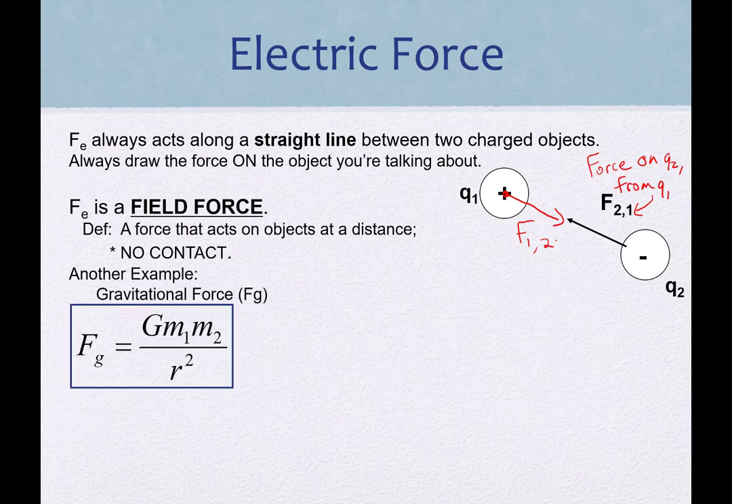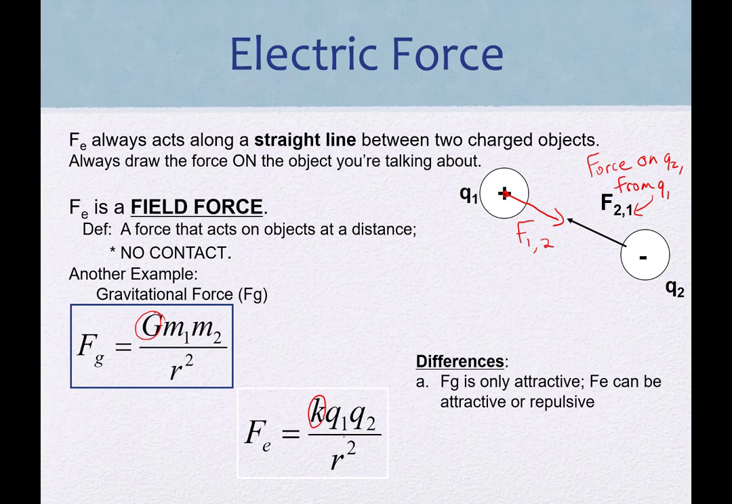Notice our equation for the gravitational force is quite similar to our equation for the electric force. Gravity is some constant times the product of the two masses over r squared. Our electric force is also some other constant times the product of the two charges over r squared. So all of our calculations are going to be quite similar to our gravitational calculations. Some of the differences are gravity is only attractive, while the electric force can be attractive or repulsive.